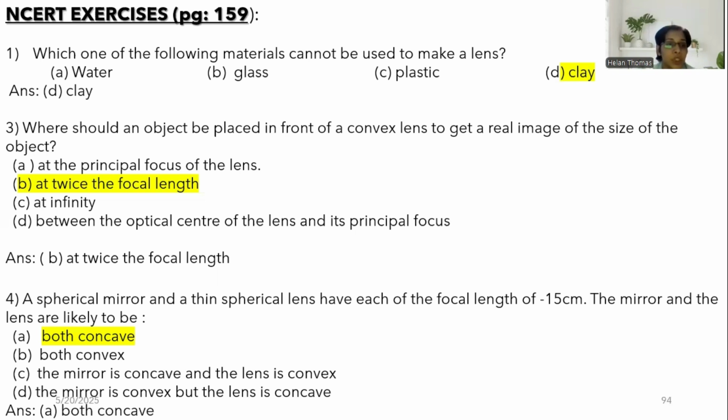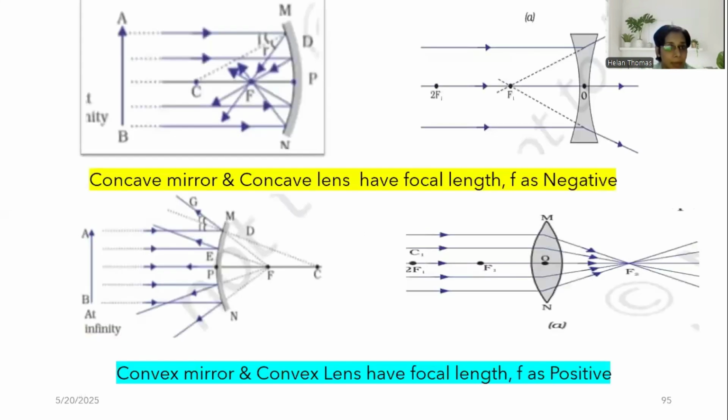And now the fourth question: a spherical mirror and a thin spherical lens each have a focal length of minus 15 centimeter. The mirror and lens are likely to be: both concave, both convex, the mirror concave and the lens convex, or the mirror convex but the lens concave. Let me explain this.